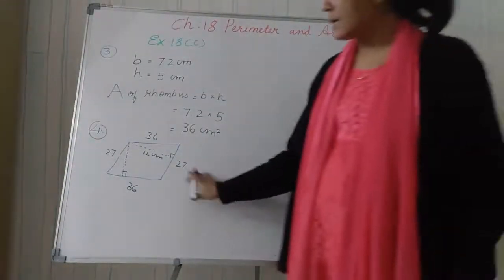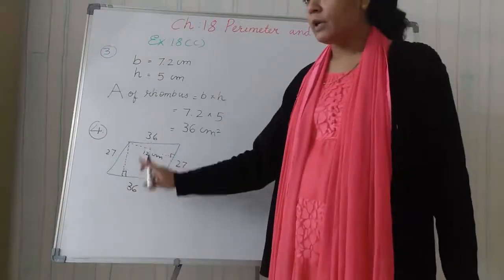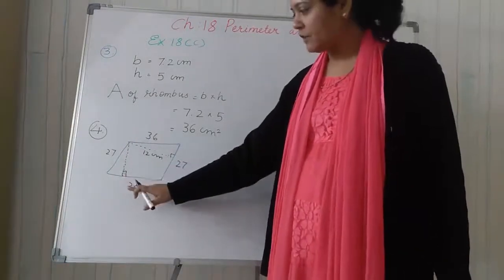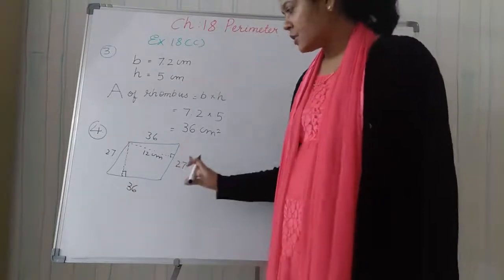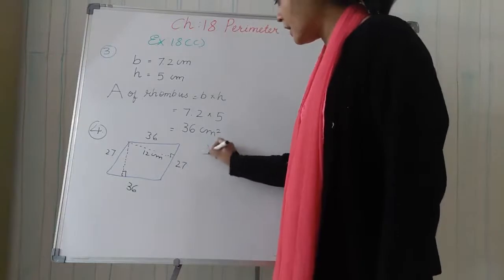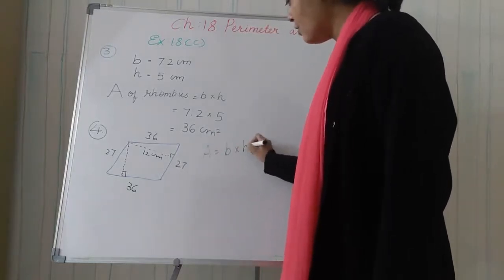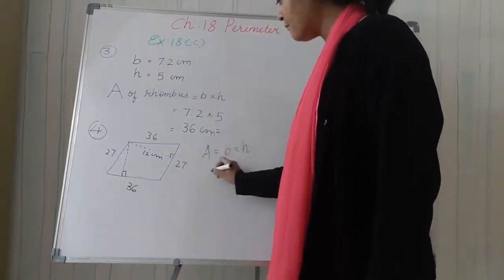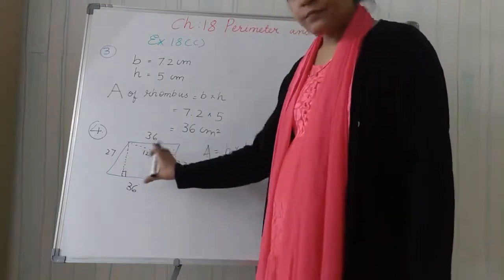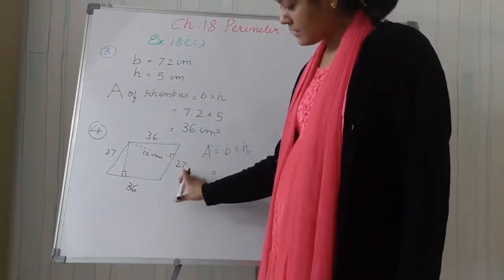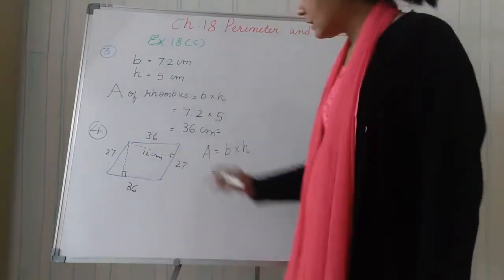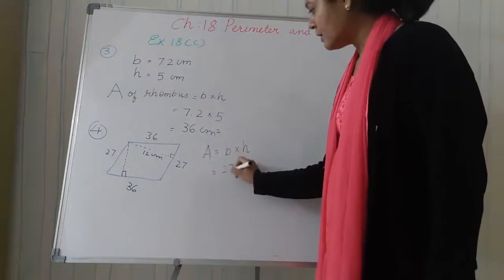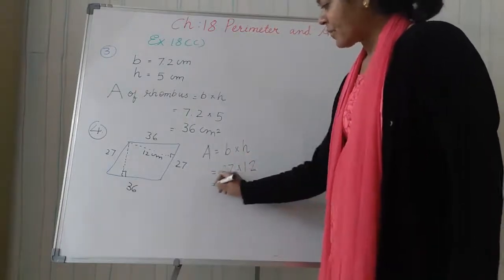So now in a parallelogram the opposite sides are always equal and we can draw two altitudes, one with the longer sides and one with the shorter sides. So first of all students, we write our area formula. Area is equal to base multiplied by height. So if you see this parallelogram in this way, the 27 side is the base and this 12 centimeter is the height. So I write 27 into 12, right?